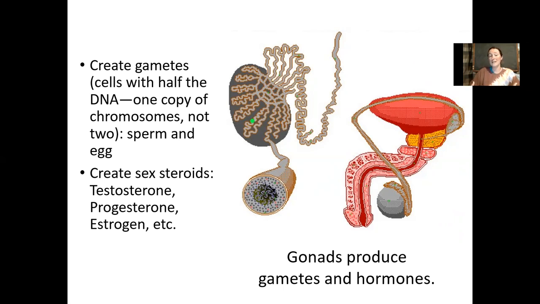The idea behind this is that the male gamete brings half of the DNA, the female gamete brings the other half of the DNA, and when they join together, they form a genetically unique individual. So they have half of mom's DNA, half of dad's DNA, and they can create a new individual.